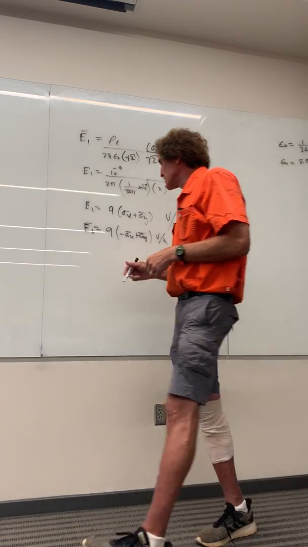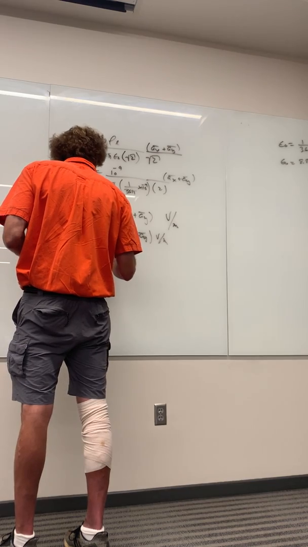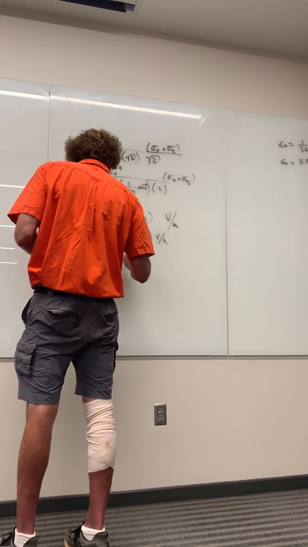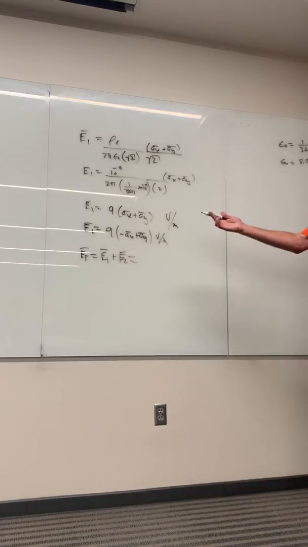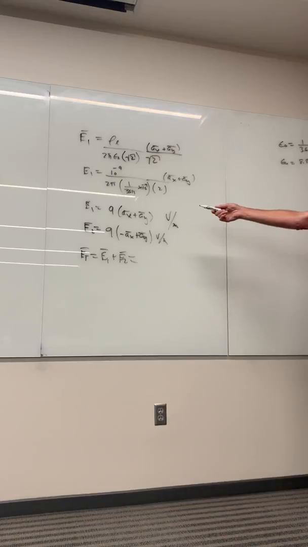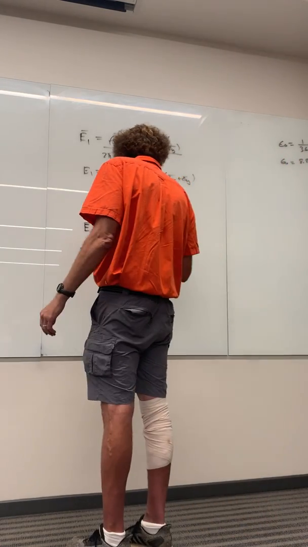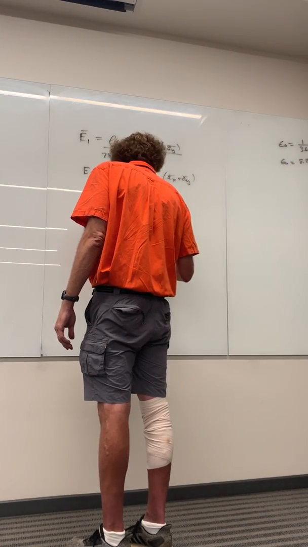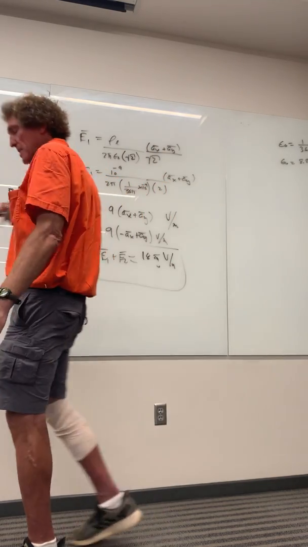What happens when you add these two up for E total? What do you get? E1 plus E2 is equal to, just look at it. It's simply going to be 9 AY plus 9 AY, or 18 AY volts per meter. Is that what the answer is? Is that what it is?